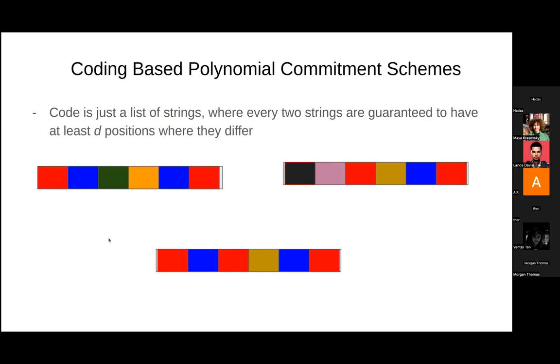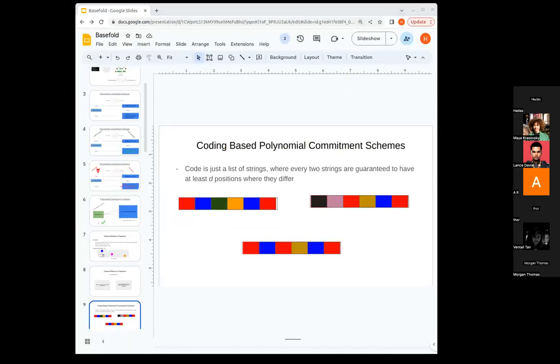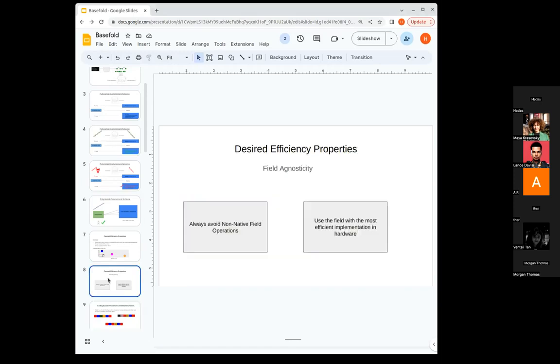Okay, so I'm going to go into coding-based polynomial commitment schemes. Sorry, let me pause here. Are there any questions? Yeah, I wanted to ask, can you go to the last slide again? Yeah. Can you go a little bit deeper into non-native field operations?